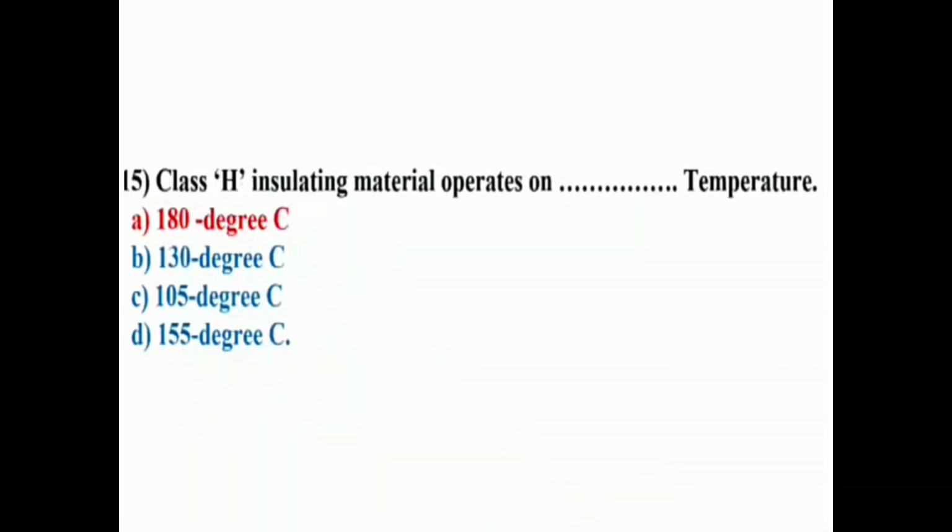Next is class H insulating material operates on. It operates on 180 degrees Celsius temperature. So this is part 2 of unit 5 of maintenance of electrical equipment.